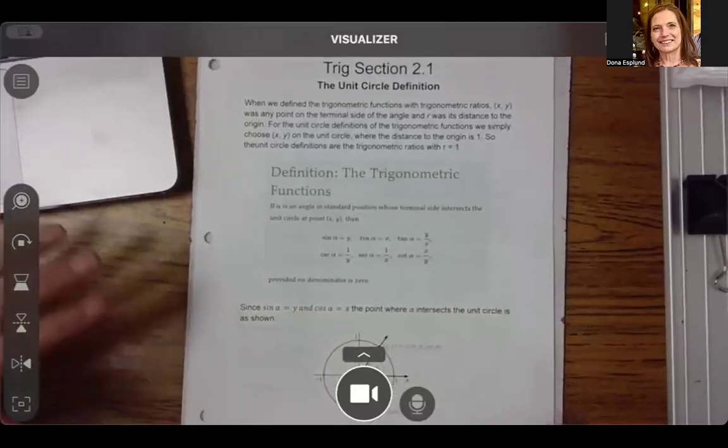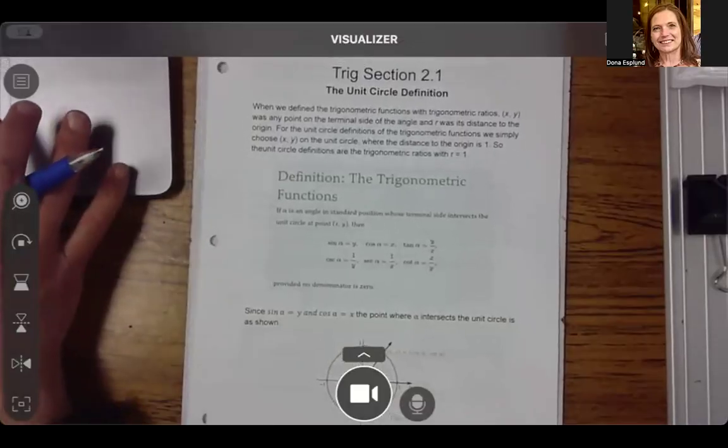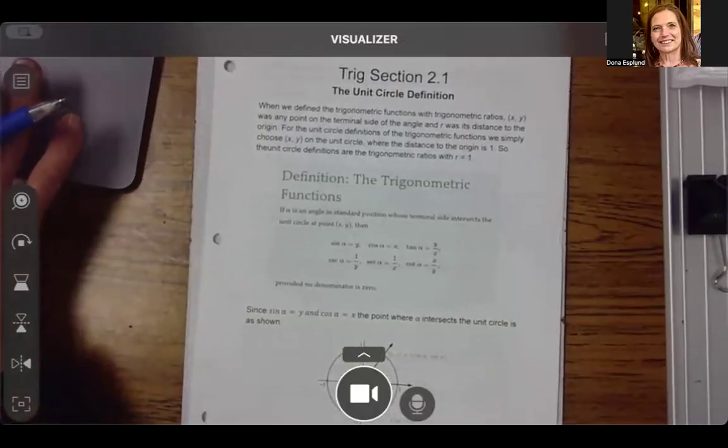Hey Stan, I wanted to go ahead and give you this lesson real quick so that you can get started on it after you get done with your test.